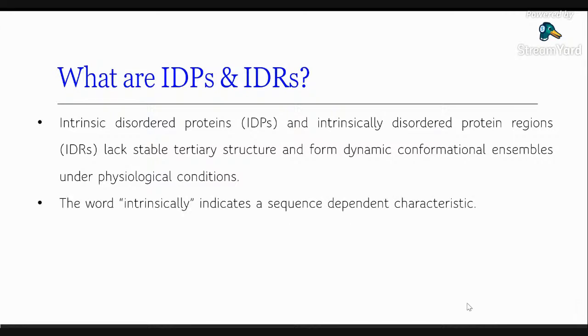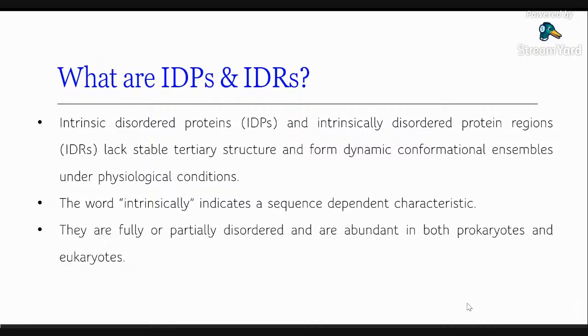Now, why the word intrinsic? Intrinsically indicates that it is a sequence-dependent characteristic of these proteins. I will discuss why in the coming slides. These proteins can be fully or partially disordered, and they are quite abundant in both prokaryotes and eukaryotes, though more abundant in eukaryotes because of multicellular organism complexity. In the context of proteins, these are known as the dark proteome, a name given by the research community.